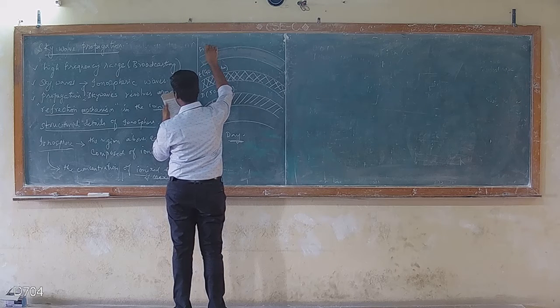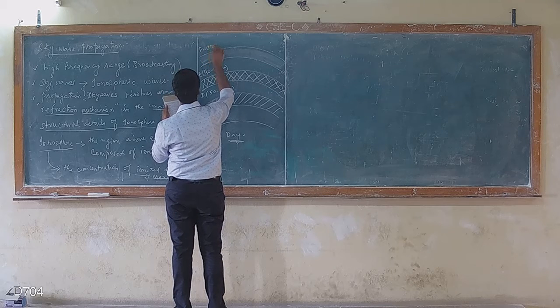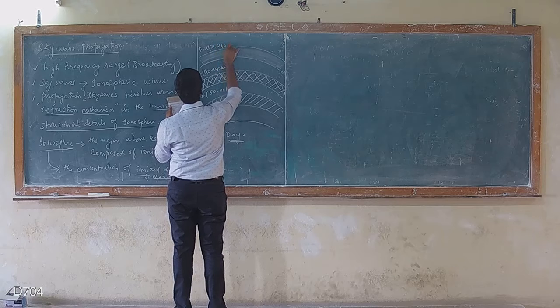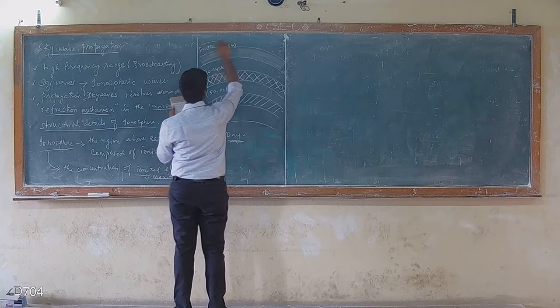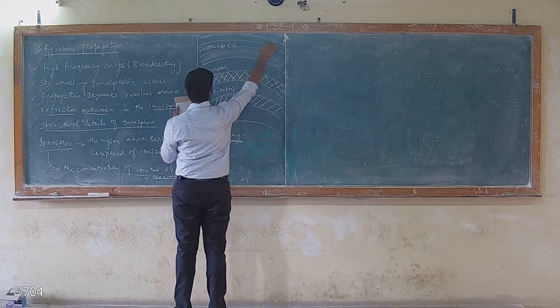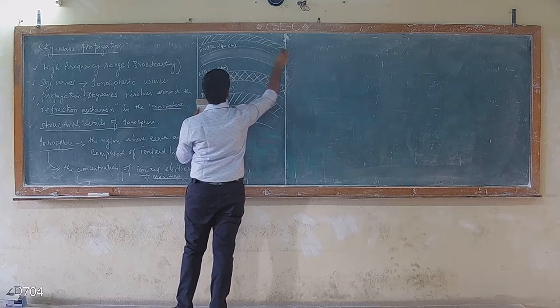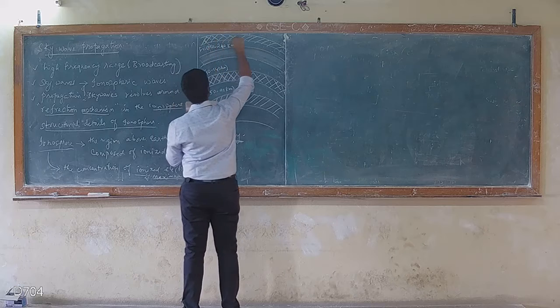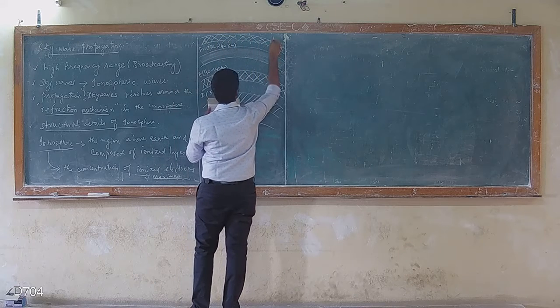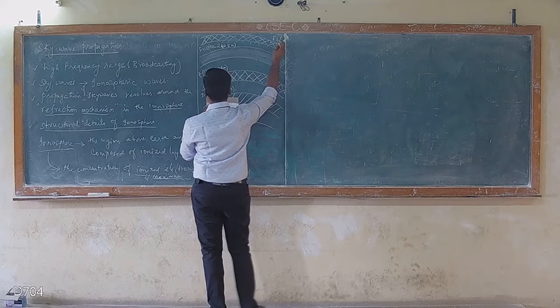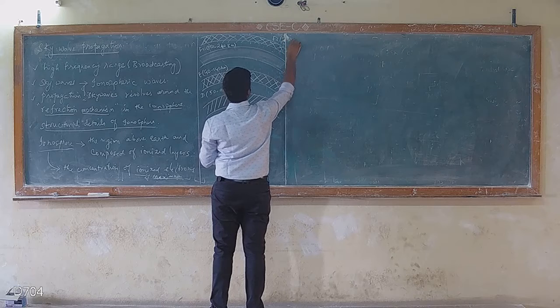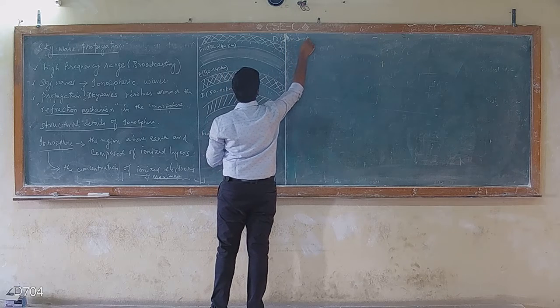F1 layer is happening about 150 to 240 kilometers above the Earth's surface, and the final layer is the F2 layer, which is located about 250 to 300 kilometers.